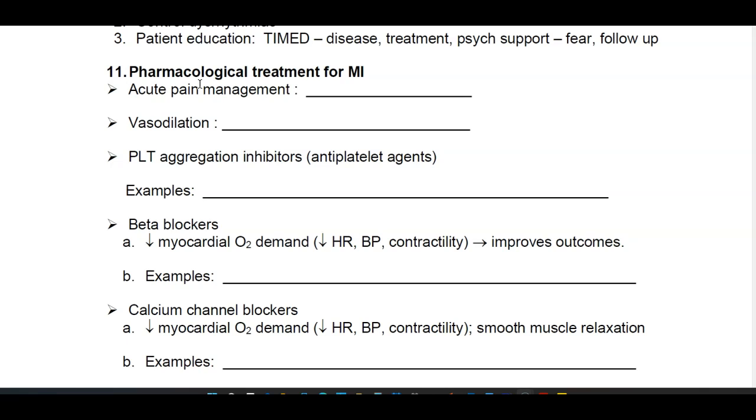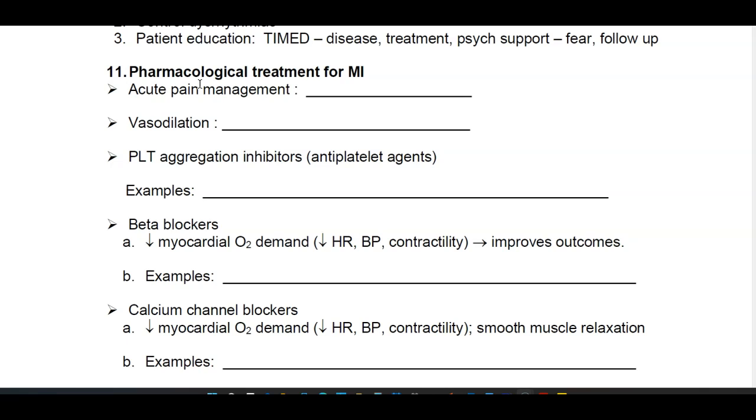You also have beta blockers, because they decrease the myocardial oxygen demand. It decreases the heart rate, the afterload, the BP. It also decreases the contractility. Therefore, it improves patient outcomes. Examples of beta blockers are atenolol, metoprolol, and propranolol.